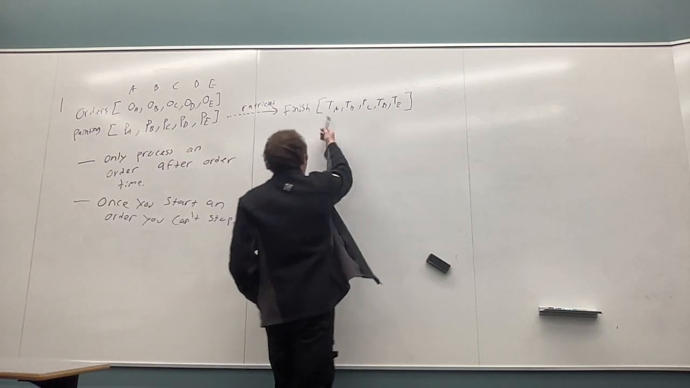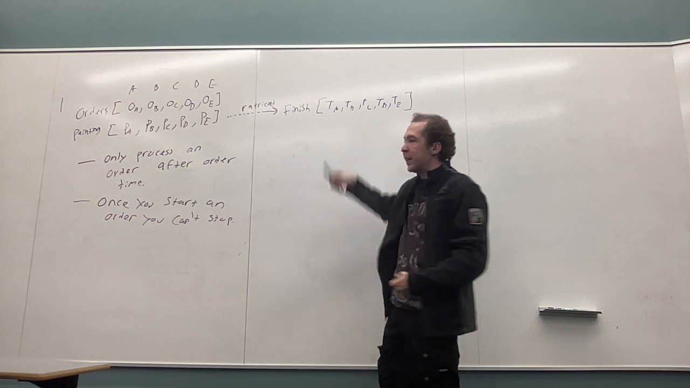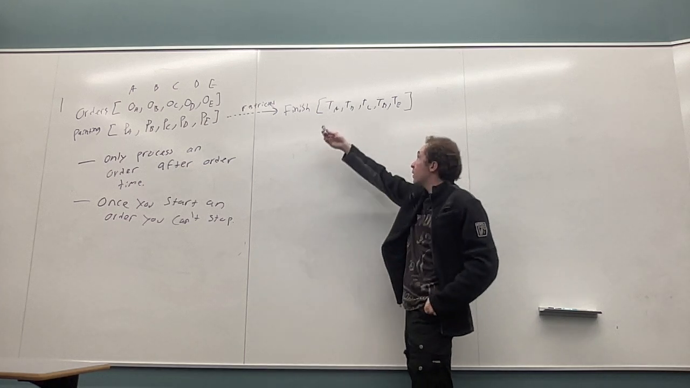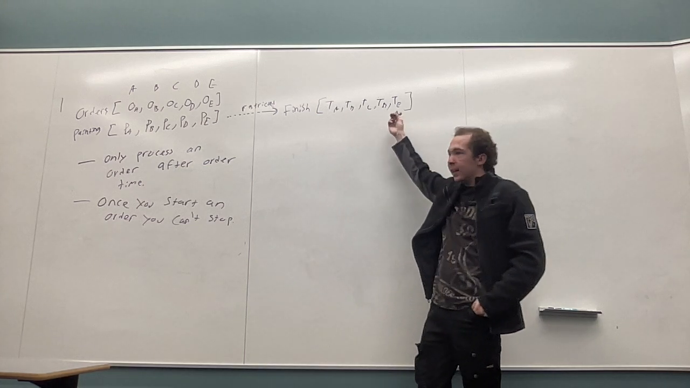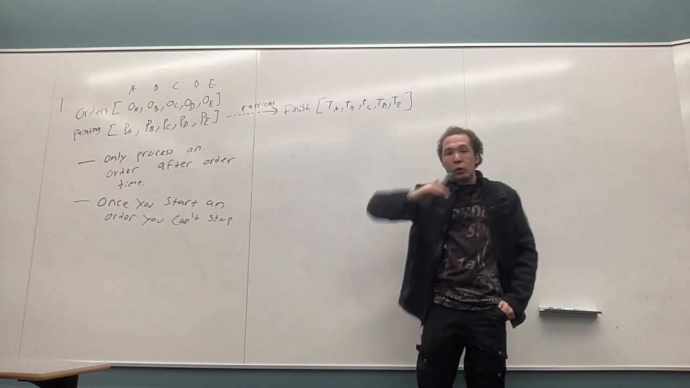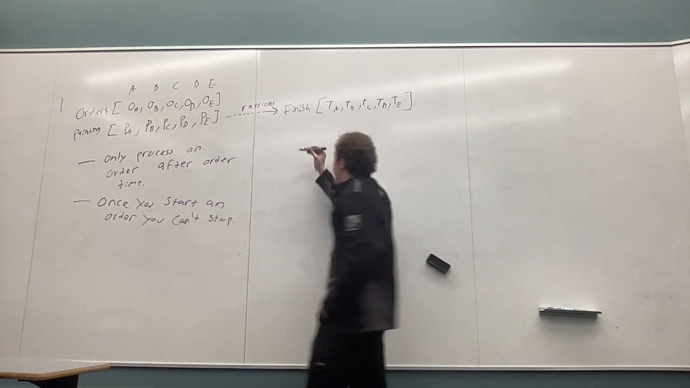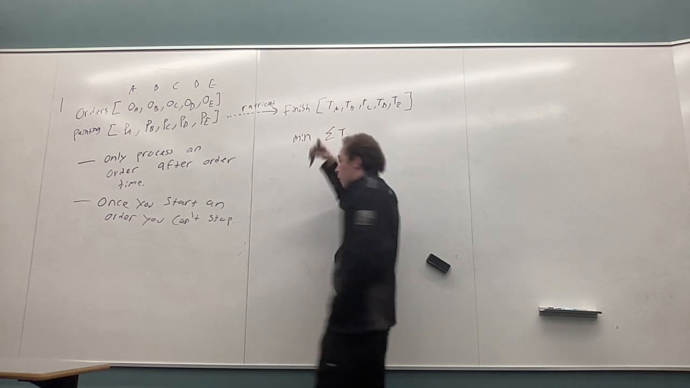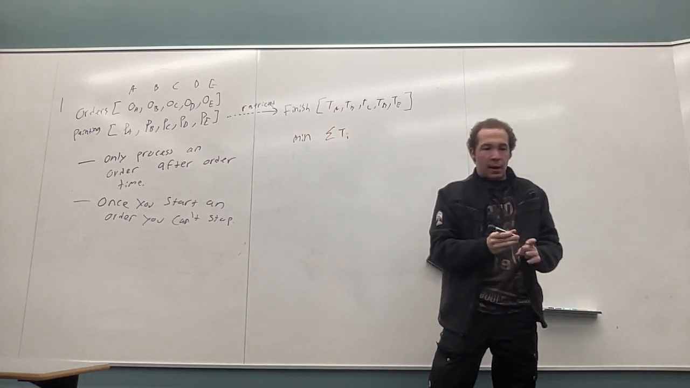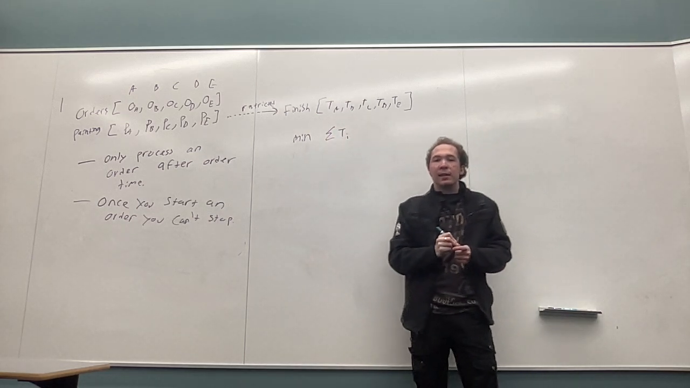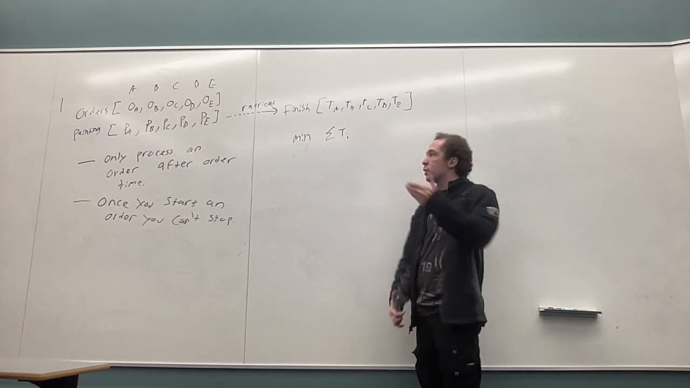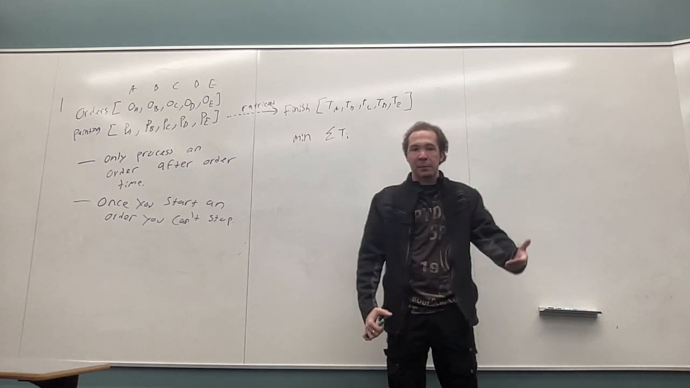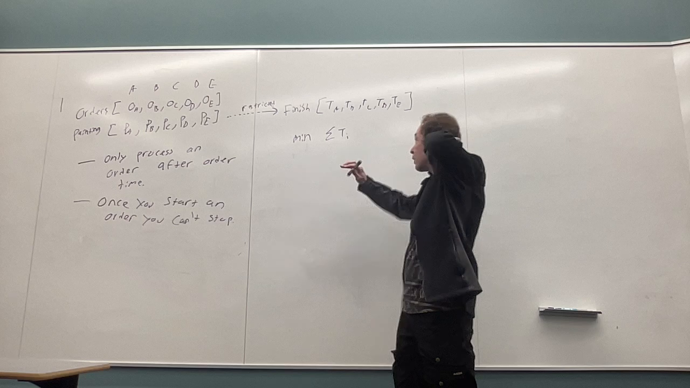At the end of this, we're going to get a lot of finish times. We're going to finish order A at some point, order B at some point, and we're going to call each of these TA, TB, TC, TD, and TE. Our goal is to minimize the sum of these TI values, the sum of these finish times, which would make sense. In the real world, you're going to want to finish these orders as quickly as possible.